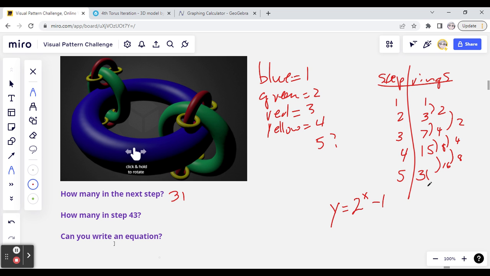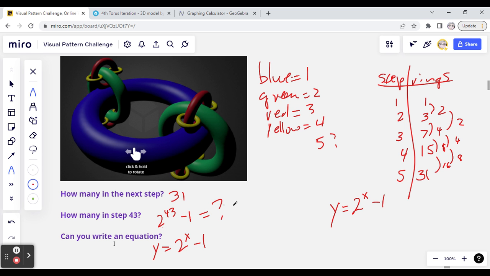So this actually would work with all of these steps. We just saw that as I talked through this, but if you want to re-verify it, plug in those numbers 1 through 5 in here, take 2 to that power, then subtract 1, and you should get all these numbers. So our equation here is y equals 2 to the x minus 1. Tricky to get there, kind of a cool looking equation. Now, to determine the number in step 43, we're just going to plug 43 in for x, but taking 2 to the 43rd power, what is that?